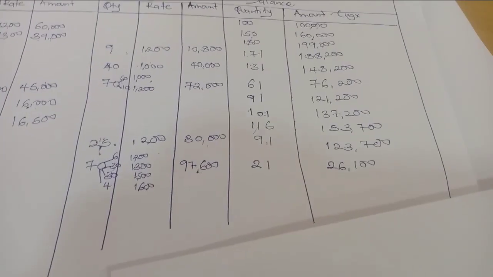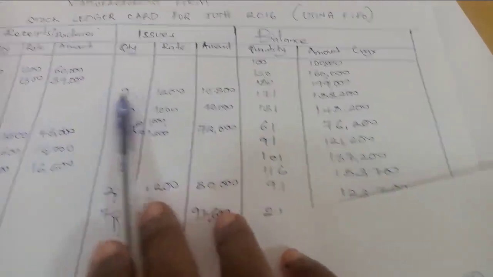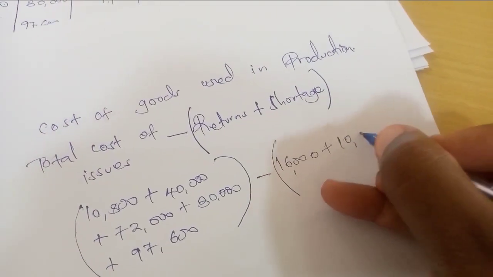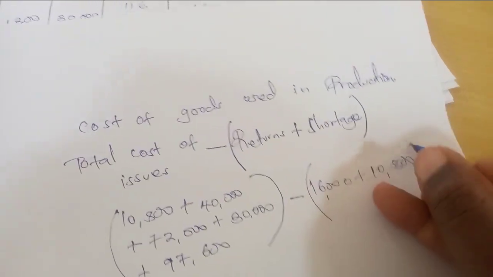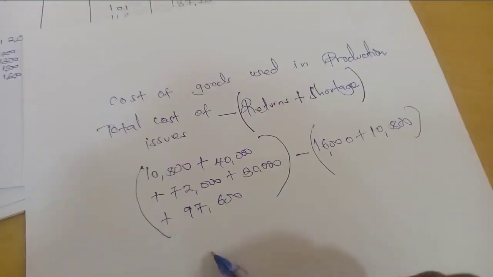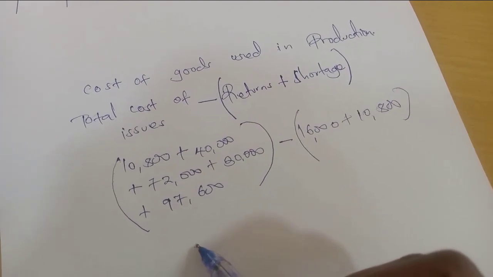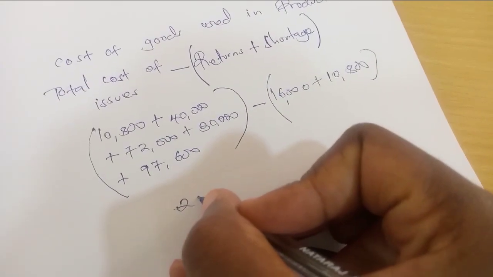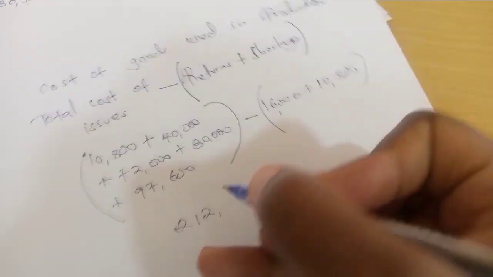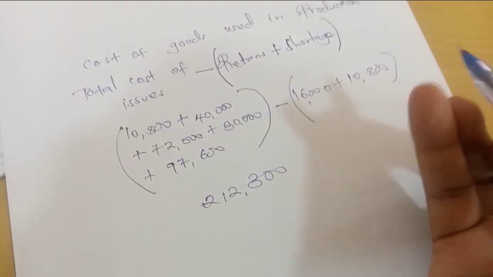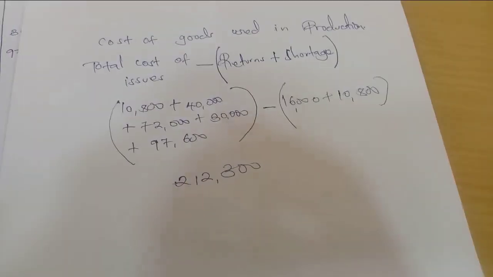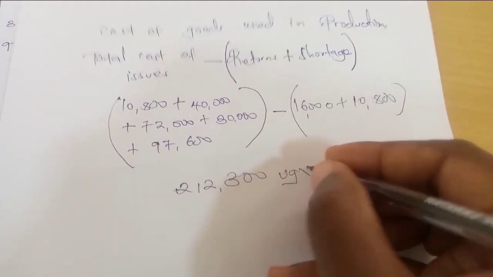This, the 90 units, which is 10,800. So what you get is the cost of goods used in production, which is 200. That is the total cost of goods used in production. You get the total issues minus returns and shortages.